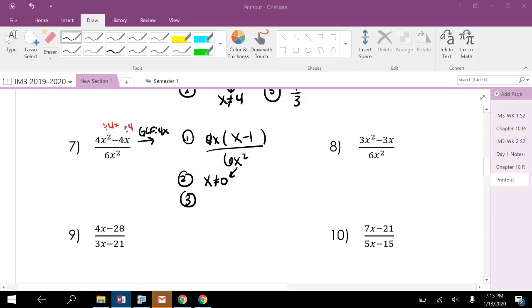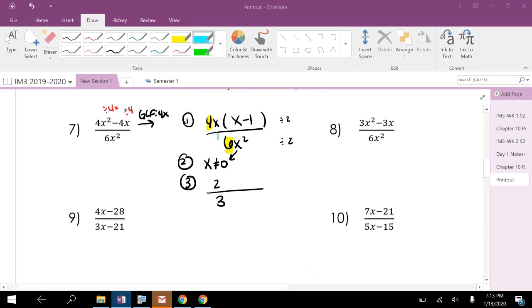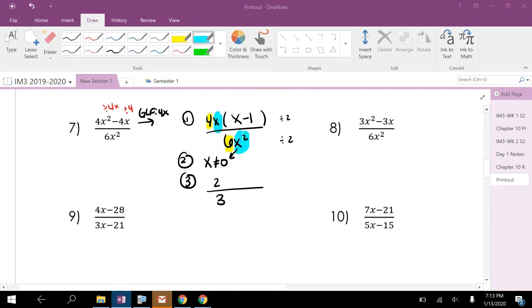So 4 and 6 can reduce to 2 over 3, because you could divide the top and bottom by 2. Now, when we take a look here, I have 1x on top, 2 on bottom, which leaves me with just 1x, and that 1x is going to be left on the bottom. That's my final answer. Okay, 8 is just like number 7.